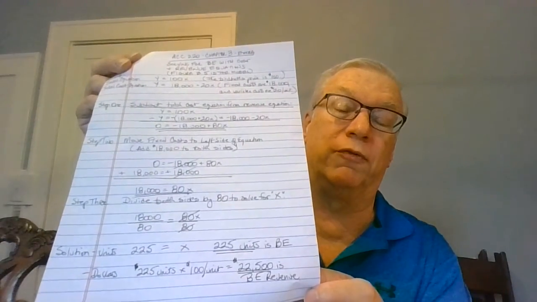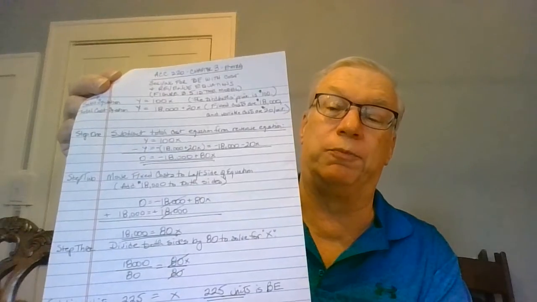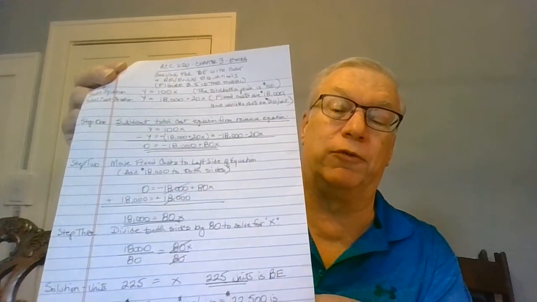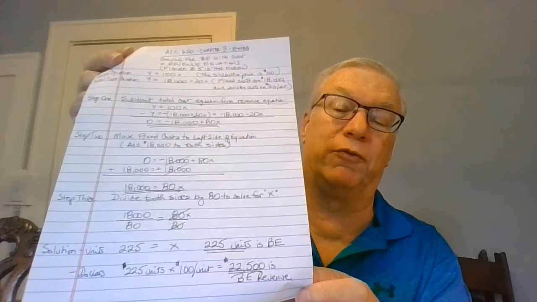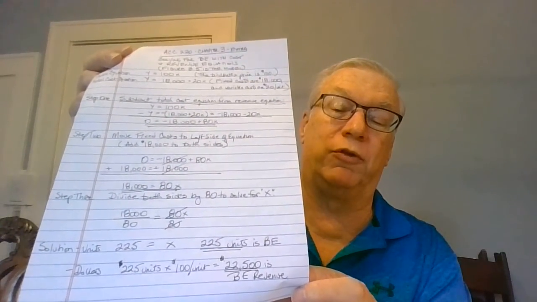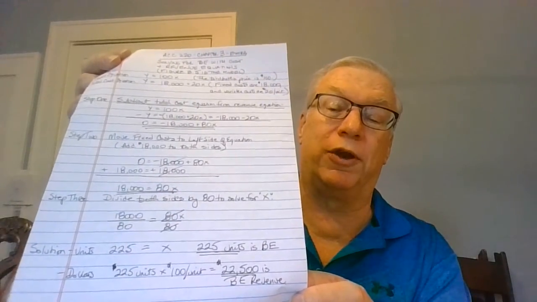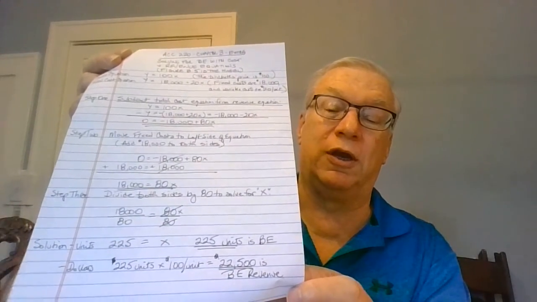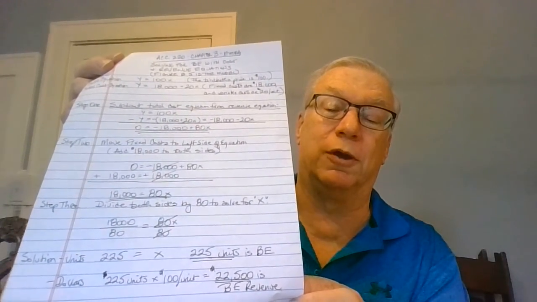How do we get our break-even revenue? Well, we go back to y equals 100x, the revenue equation. We take our break-even number of units, multiply it by the revenue per unit, and we get $22,500 as our break-even revenue. So that's a very important lesson from my perspective, and I hope you will remember it well.